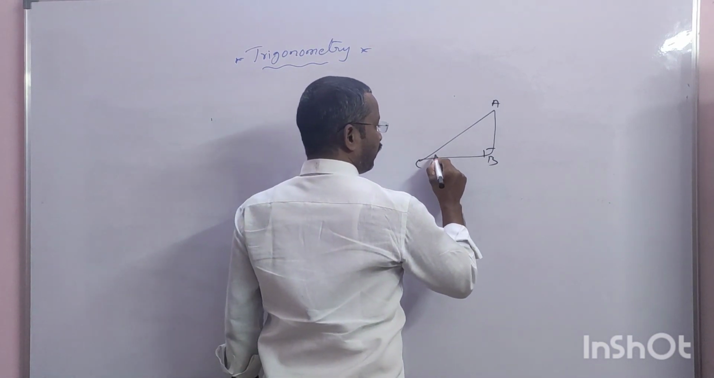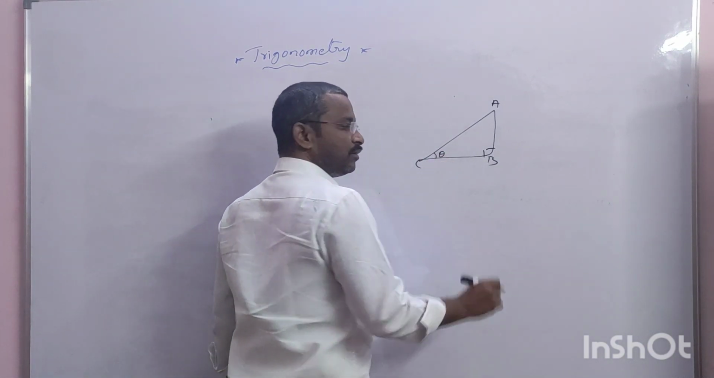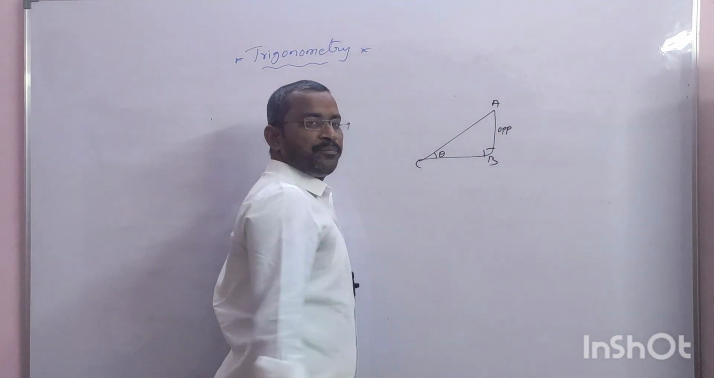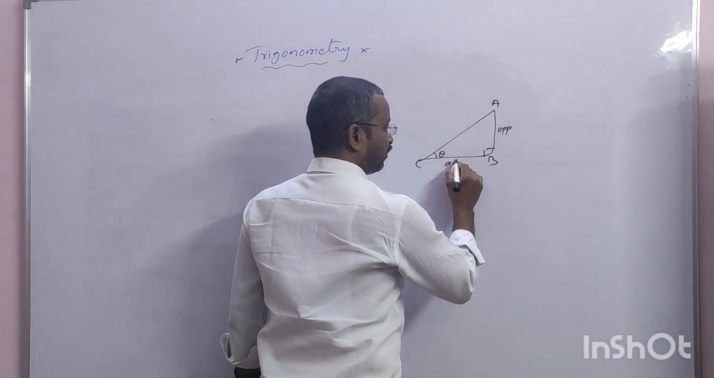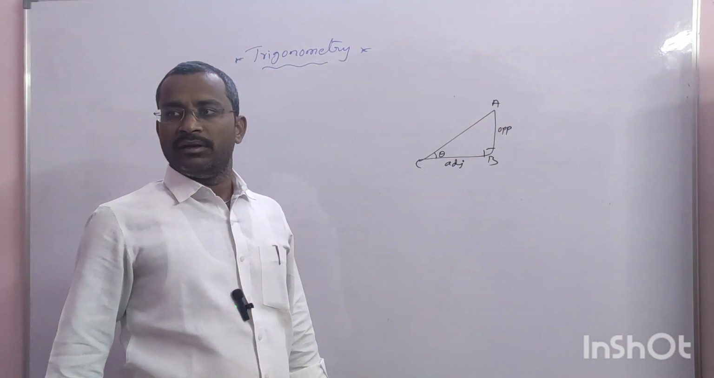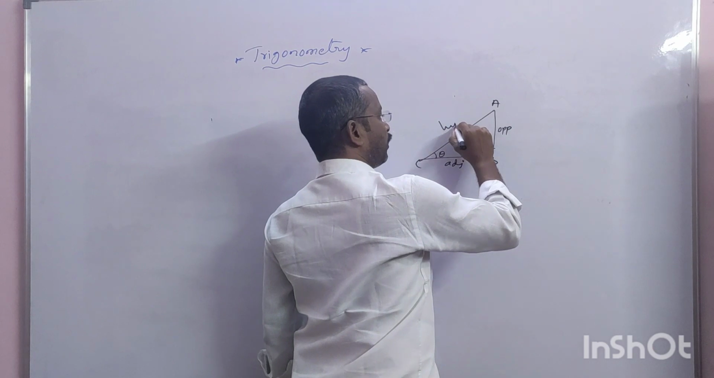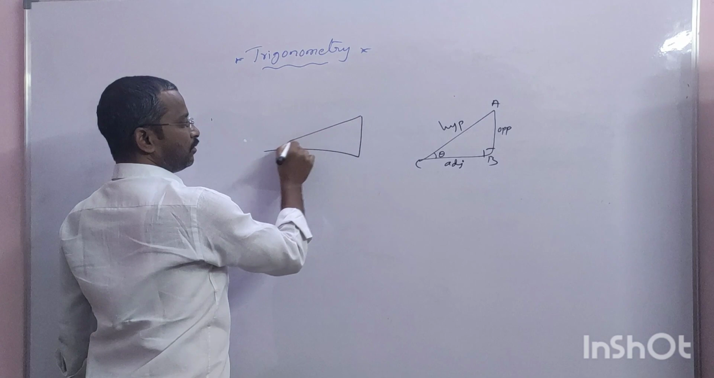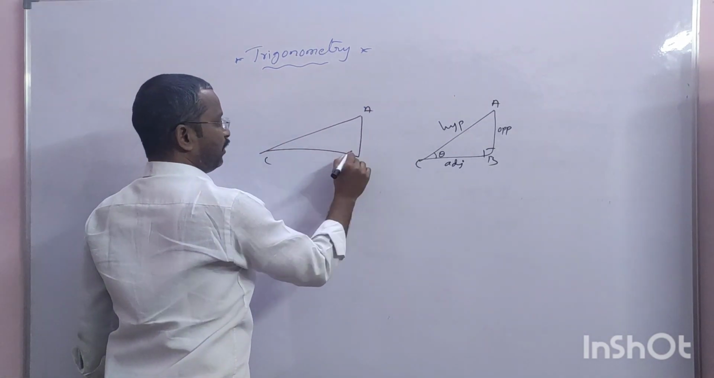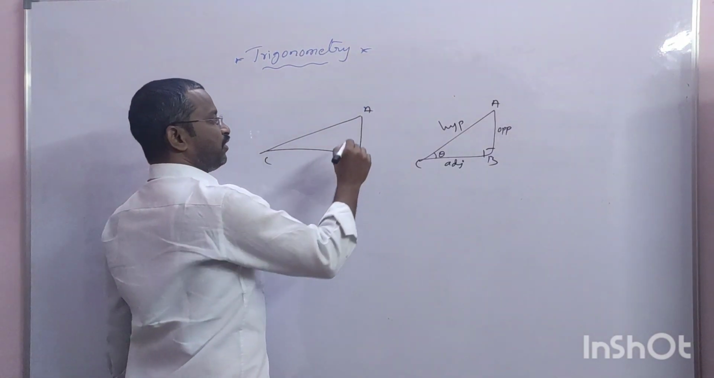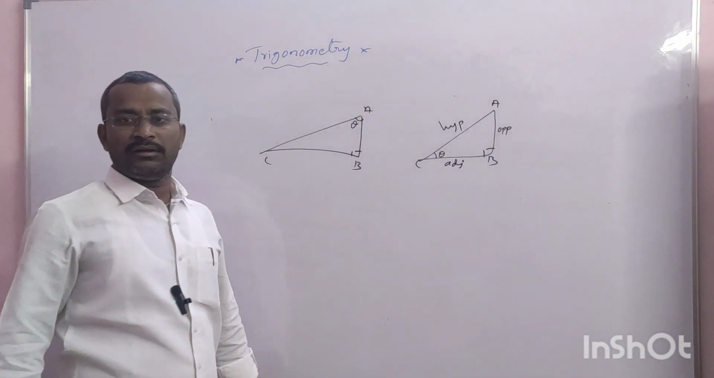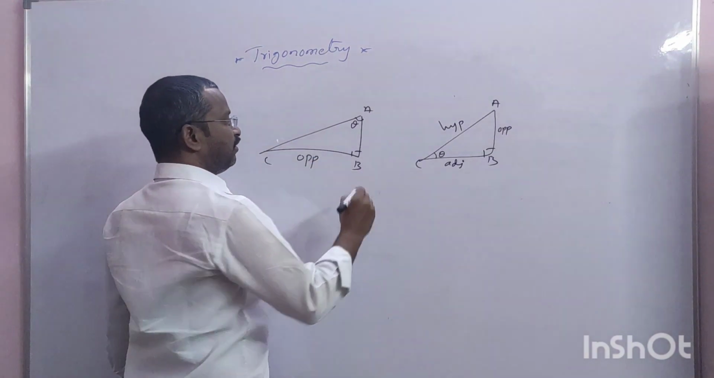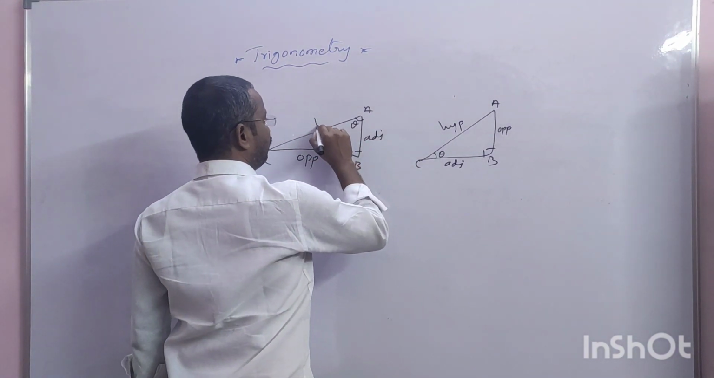Based on your position, for example, if you are here at C, your opposite is going to be this. This is your opposite, and this is going to be your adjacent. And this is going to be your hypotenuse. The same triangle A, B, C, with 90 degrees at B: now you select your position at A. What will happen? This is your opposite, this is your adjacent, this is your hypotenuse.